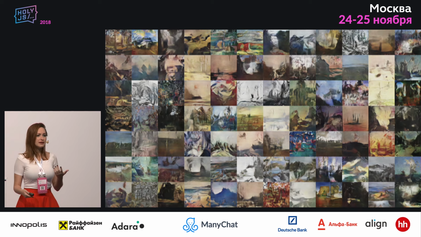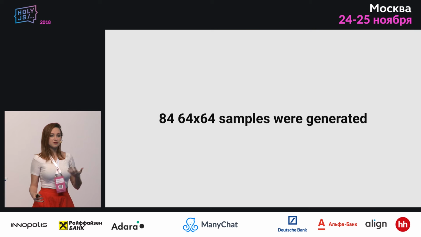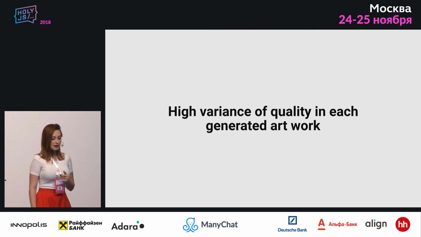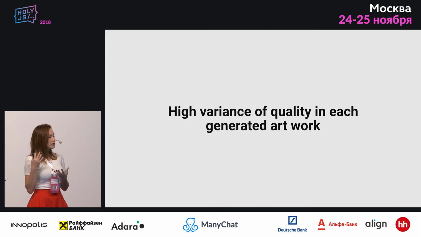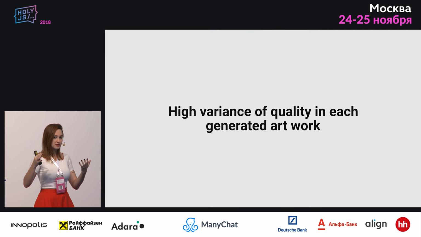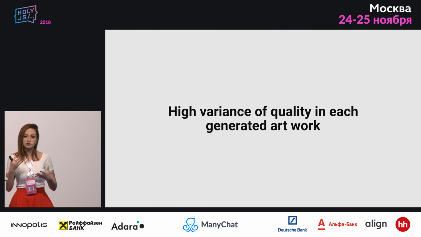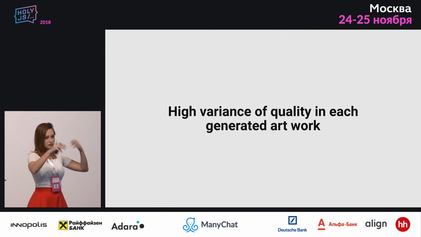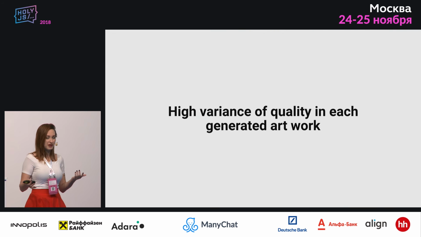And I got 84 samples of 64 by 64 generated from this thing. And I noticed that there was a high variance of quality in each generated work, because there were some artworks that were very similar to the ones that I fed. And that was almost bizarre to realize how this algorithm could reproduce such richness of details. Some other ones were out of the box, like I don't even know where it came from.